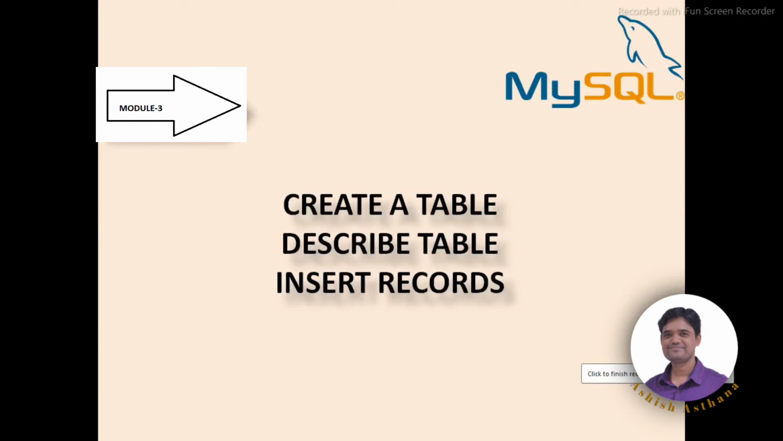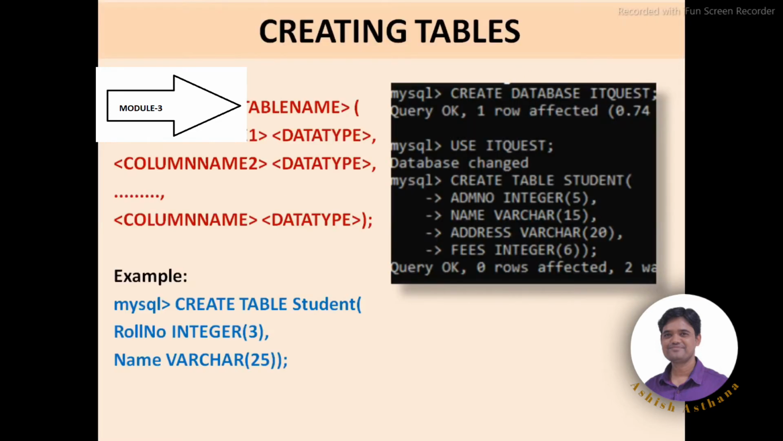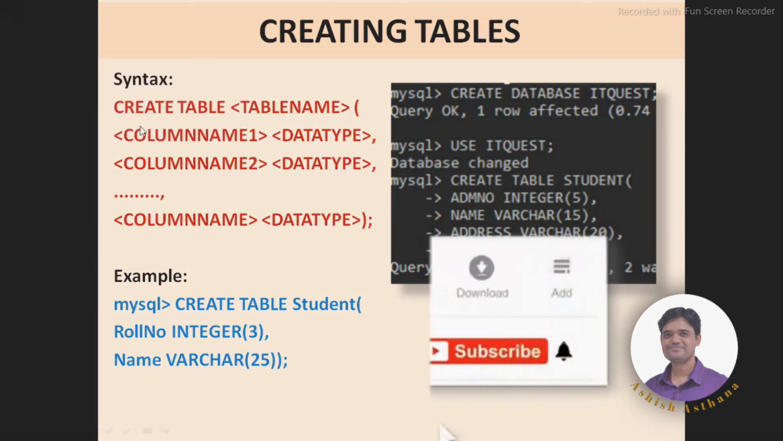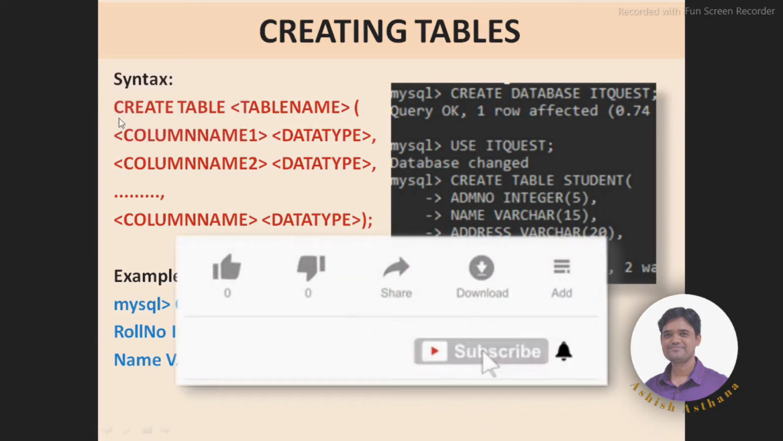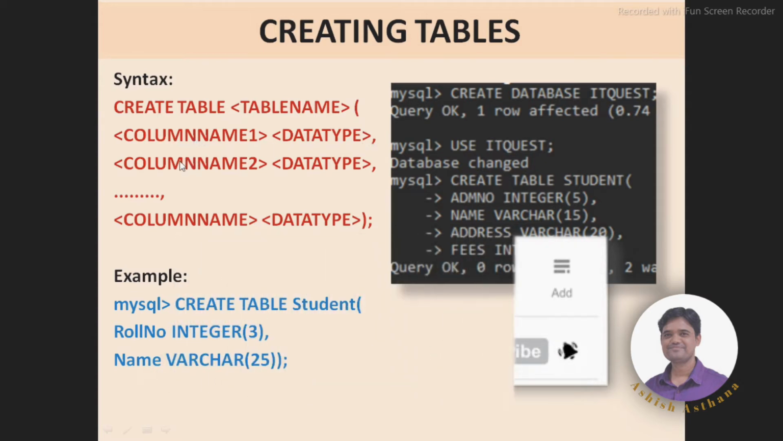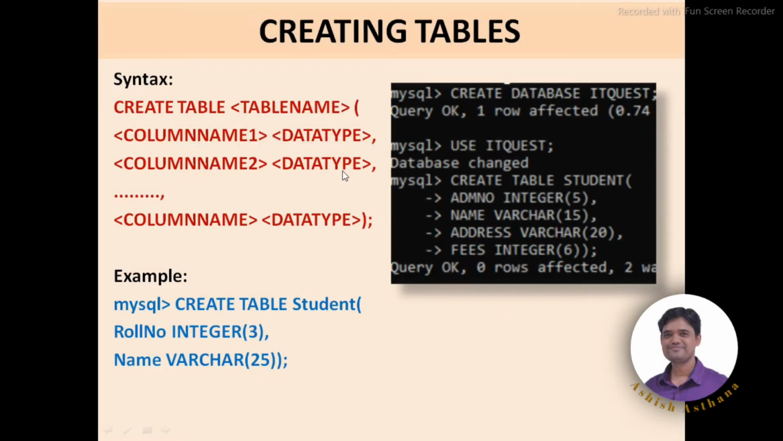Hello friends, in this video I am going to show you how to create a table in MySQL, how to describe the structure of the table and how to add records into the table. To create a table you have to use the create statement, or you have to follow the syntax: create table, then the name of the table, and use parentheses and write the column name and data type, use a comma and again column name and data type. When you complete the column names and data types, close your parentheses and mark the semicolon at the end of the statement.